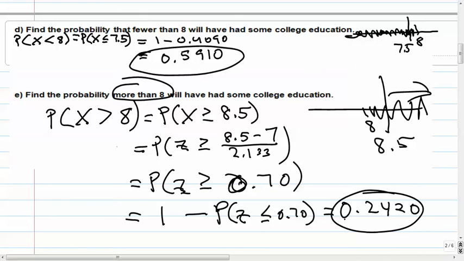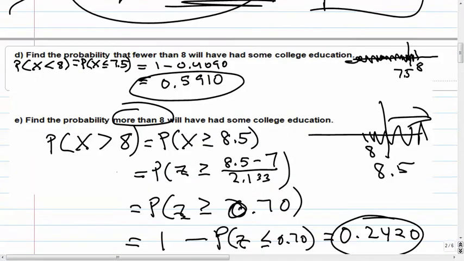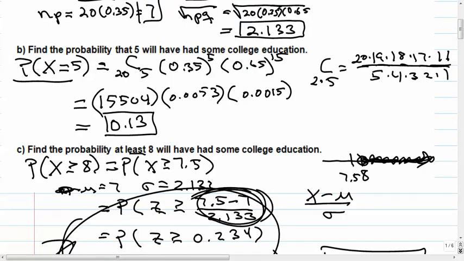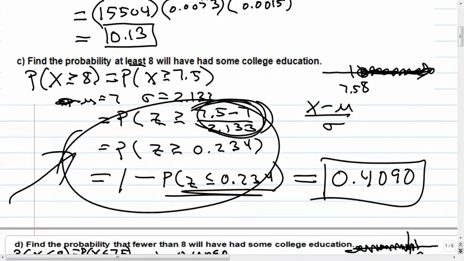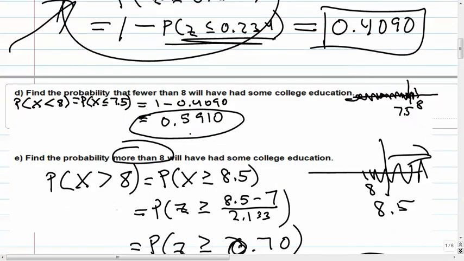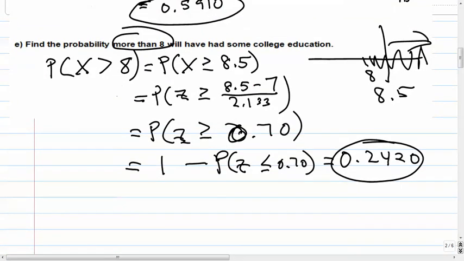So I'll just quickly review. That's the last problem. I'll give you the answers. For A, the answer is 2.133. For B, 0.13. For C, 0.4090. For D, 0.5910. And for E, 0.240.